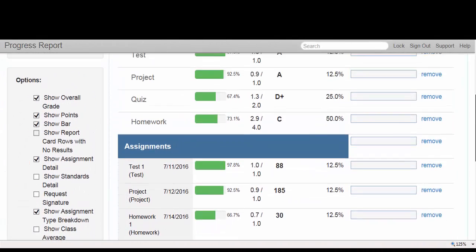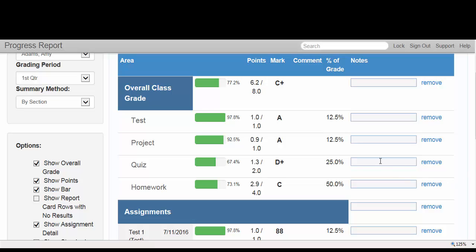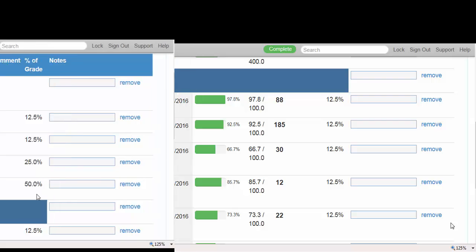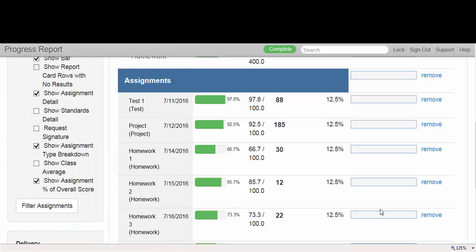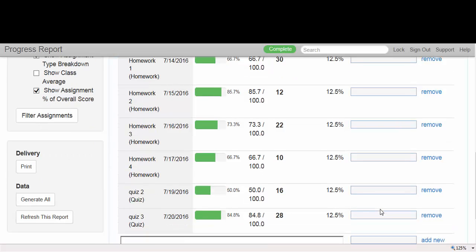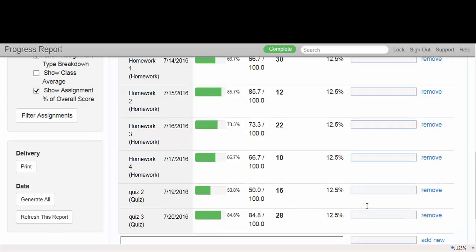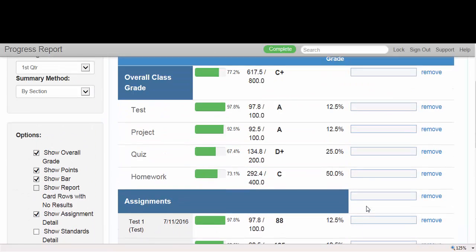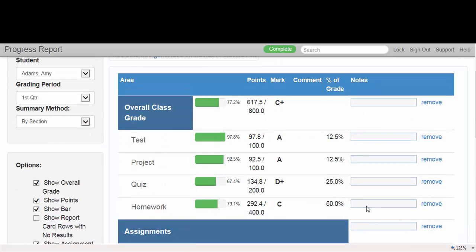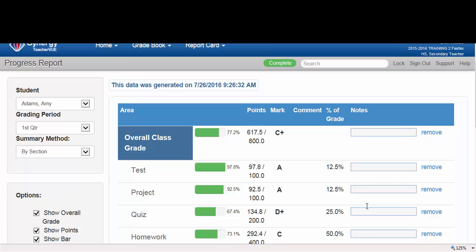When you look at the breakdown by assignment type, you can see how much each type contributes to the grade calculation. It is important to note that this happens because the points on each assignment are equal. As you can see, the outcome is the same when I change the points from 1 to 100. The student still received a 77.2 C+.